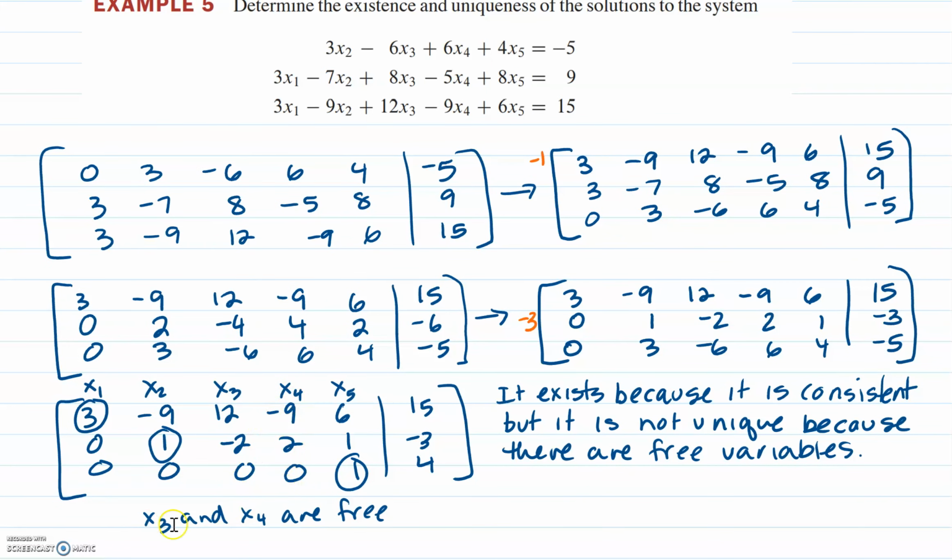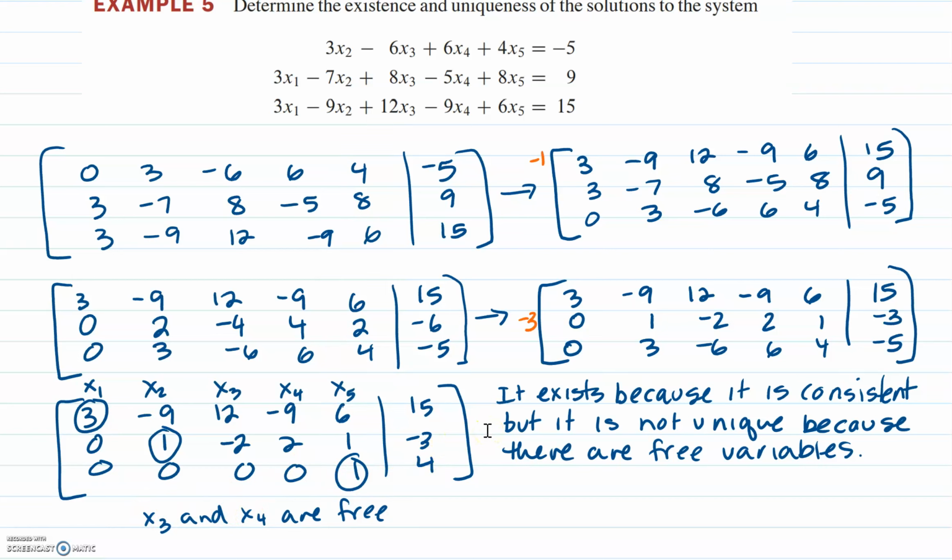x3 and x4 are free. You can see I circled the pivots. Those are the basic variables. These are the free ones. So we can find x1, x2, and x5 in terms of x3 and x4. But we don't need to do that.